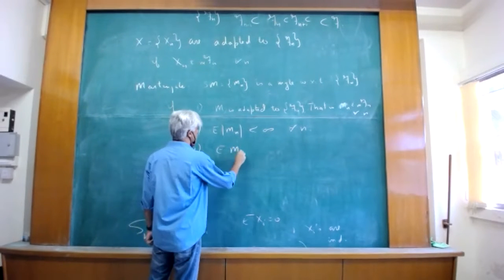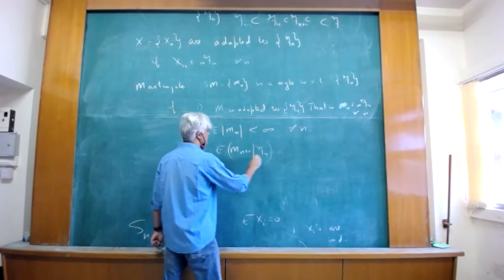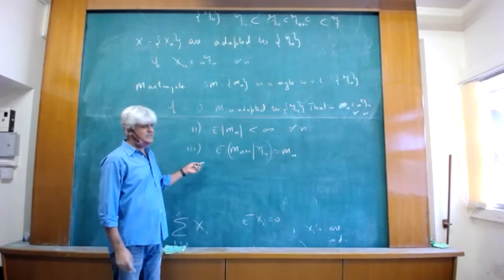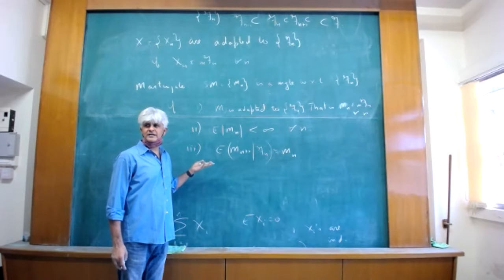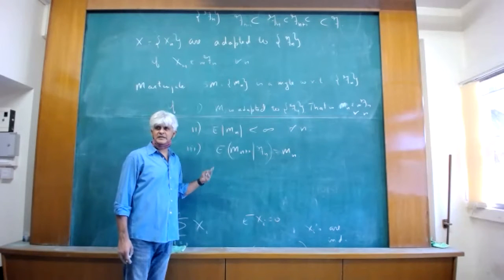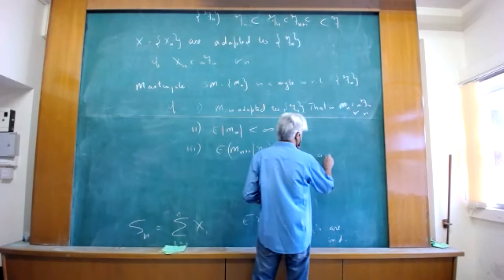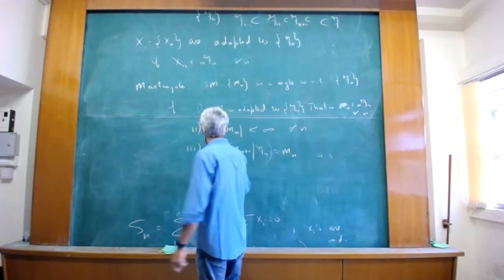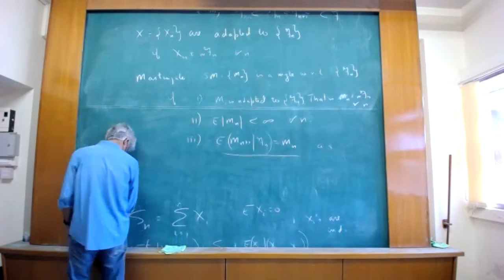Expected value of Mn+1 given Fn equals Mn. Typically we start with M0, and typically M0 is going to be a constant. You can say everything with M0 being a random variable, no problem, but typically M0 is a constant. Okay, so that's all we need. The basic condition is this, along with adaptability.